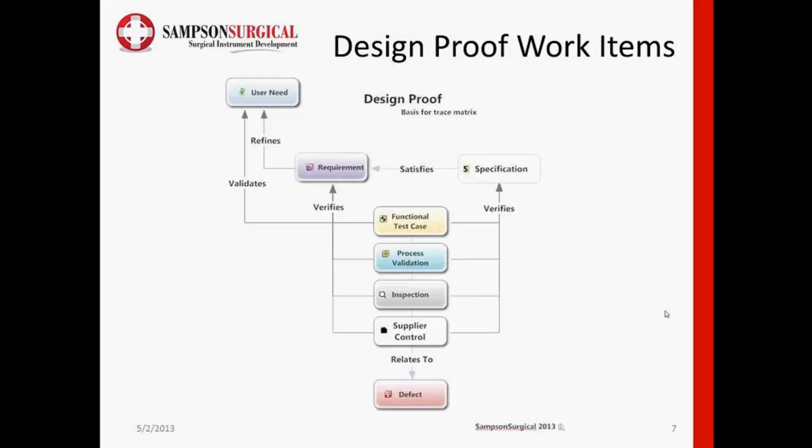So the idea then is, of course, the output is the specifications, and so this loop is tied out and the proof is completed by proving with tests that the specification or the output satisfies the requirement or the input. And so that's really how the overall control is designed from a design work-proof standpoint.